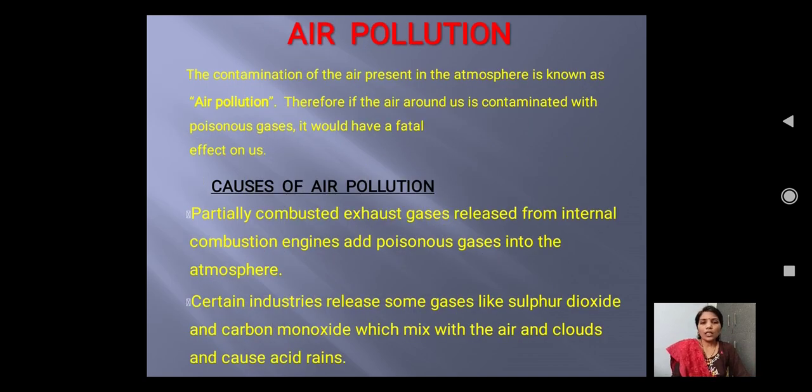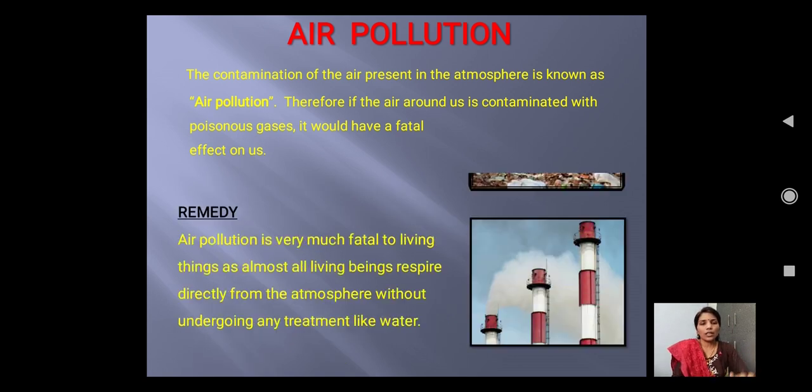Now the second one is air pollution. The contaminants of the air present in the atmosphere are known as air pollution, because when the air gets contaminated with poisonous gases coming from various sources, it causes air pollution. Air pollution is mainly because of the combusted exhaust gases released from the internal combustion of engines and poisonous gases into the atmosphere. Some other gases like sulfur dioxide and carbon monoxide mix with the air and the clouds, and finally result in the formation of acid rain.